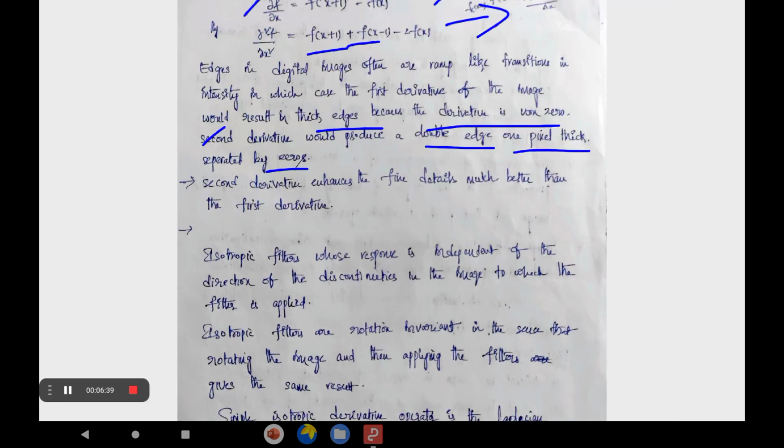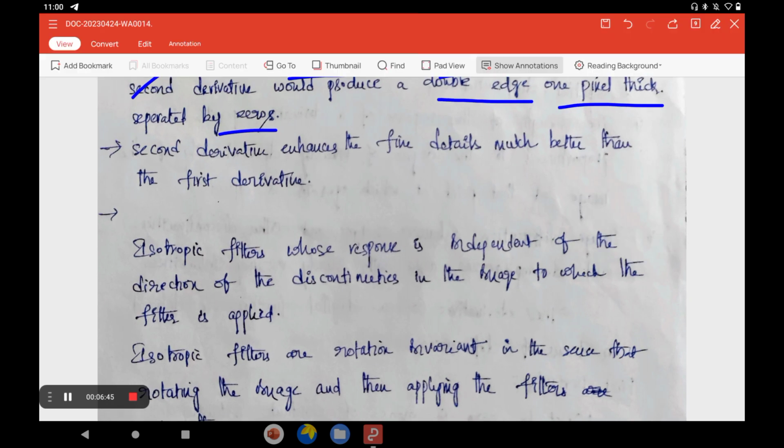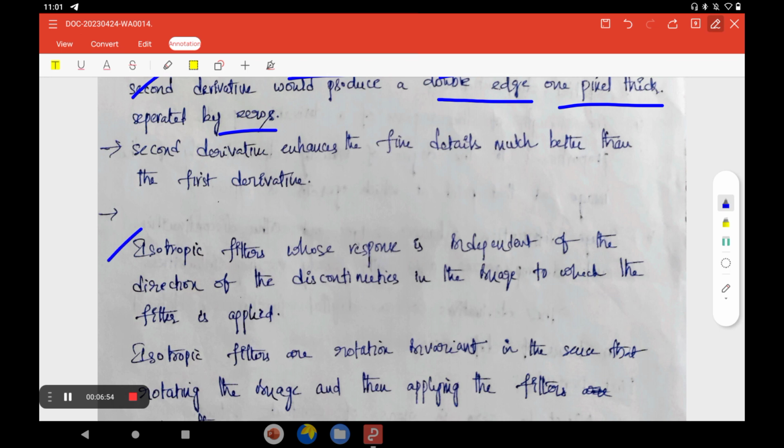Apart from that, there are other filters, namely the isotropic filter, whose response is independent of the direction of the discontinuities in the image to which the filter is applied. Isotropic means a constant value. Whatever the direction of the discontinuity, the response must remain constant, independent of the direction of the corresponding edges. Isotropic filters are also rotation invariant. Even if you change the direction or rotate, the response is still independent. These are some of the isotropic filters.